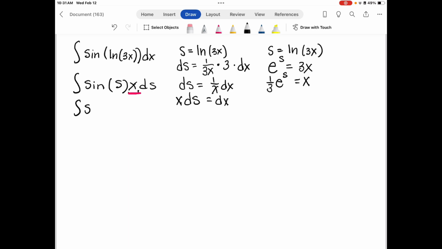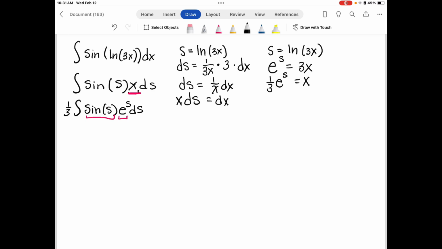So I have sine of s. That x is going to be replaced with 1/3 e to the s. But I'm going to leave the 1/3 out front here to make things a little bit easier. All right, now we've got it set up where I can use integration by parts because I've got two factors. I've got this times this.